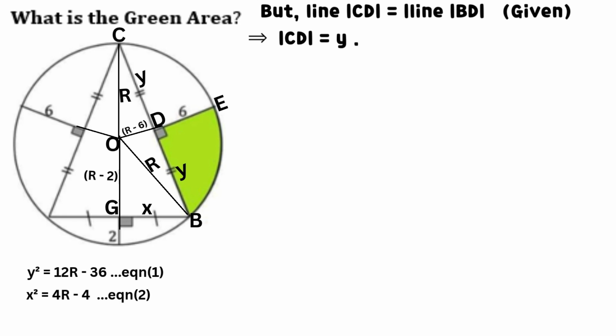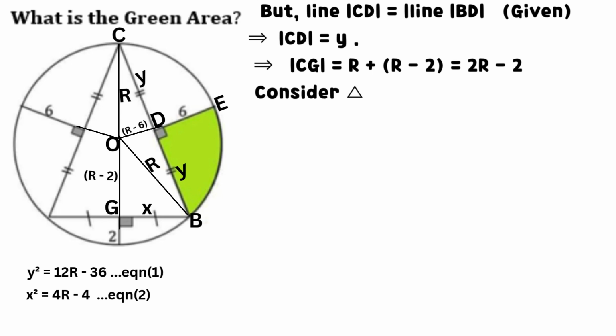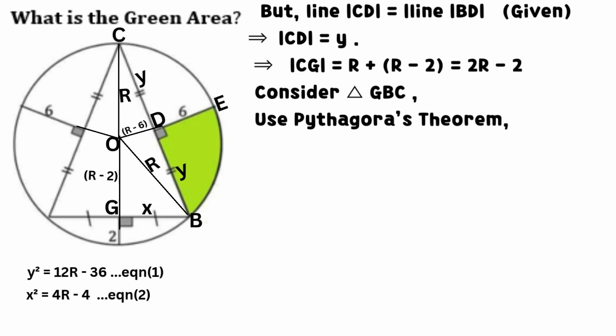Recall that line CD equals line BD. This implies that line CD equals y. Also, line CG equals the sum of r and (r - 2), which equals 2 times (r - 2).